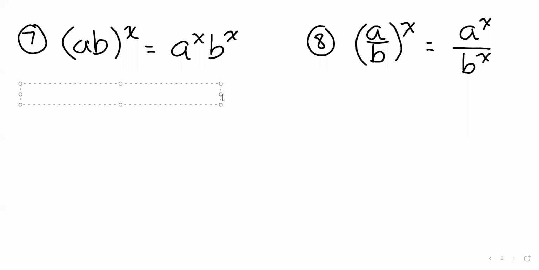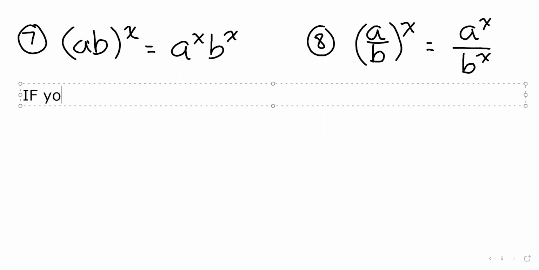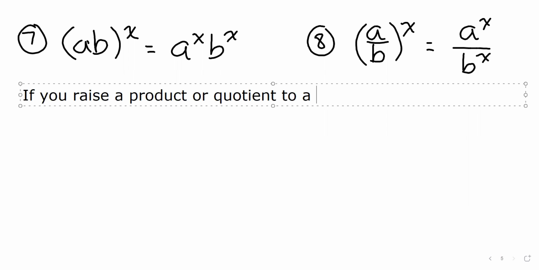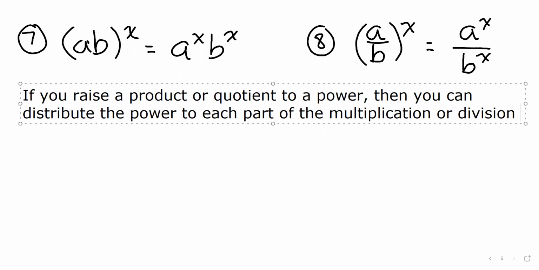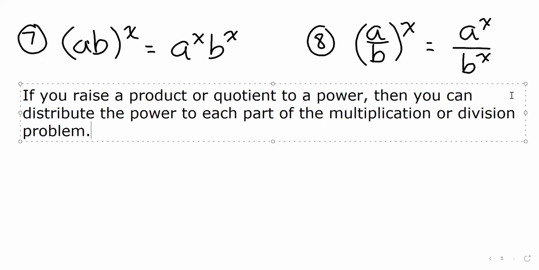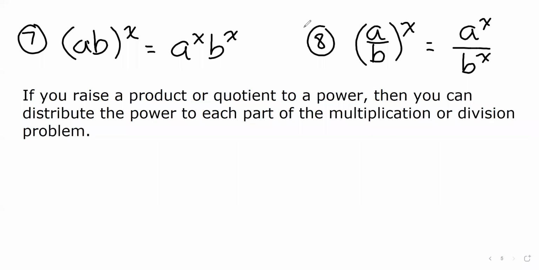In words, what both of them say is this. If you raise a product or quotient to a power, so a multiplication problem or a division problem to a power, then you can distribute the power to each part of the multiplication or division problem. So it's a distributive property type thing. So a couple of real quick examples.